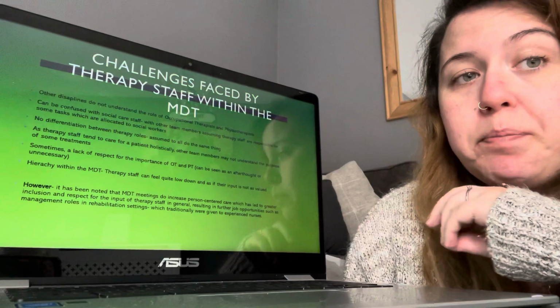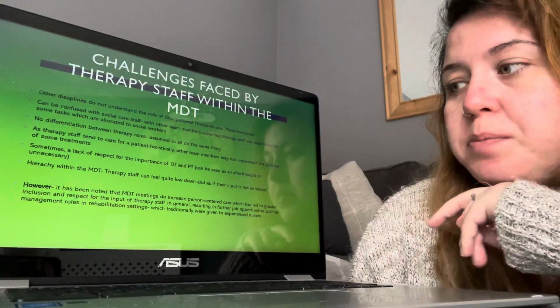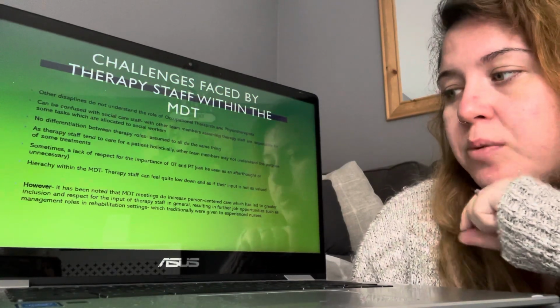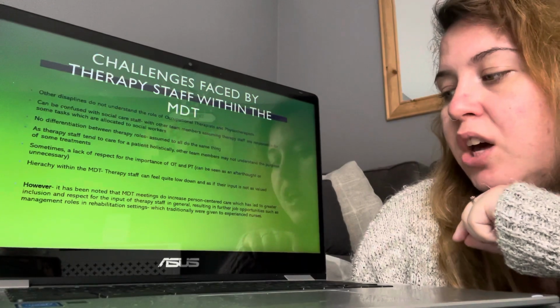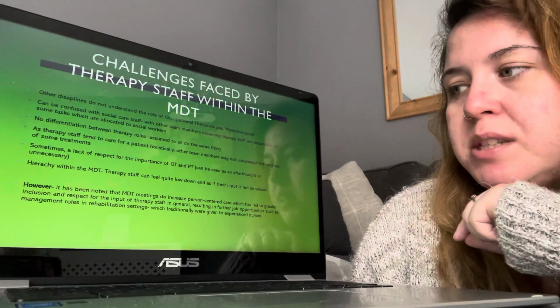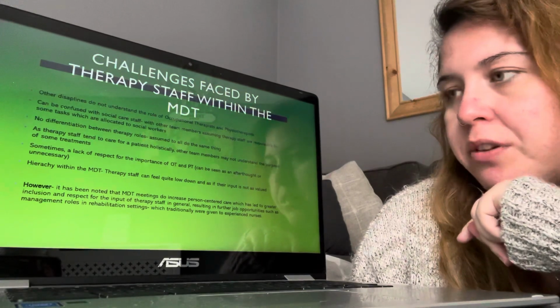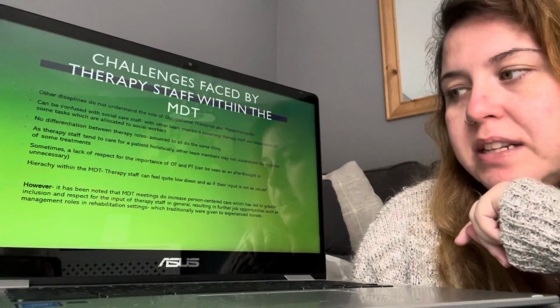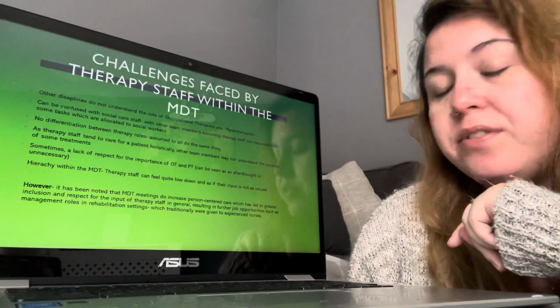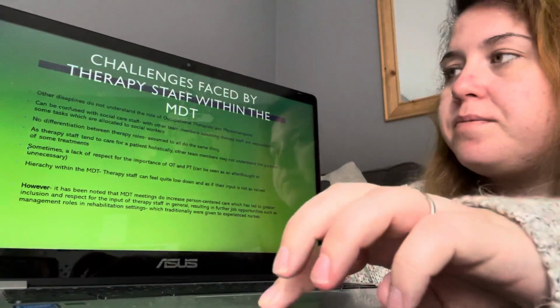One of the positives that did come out was that it's been noted that MDT meetings do increase person-centred care, which has led to greater inclusion and respect for the input of therapy staff in general, and resulted in further job opportunities such as management roles in rehabilitation settings, which were traditionally given to experienced nurses.